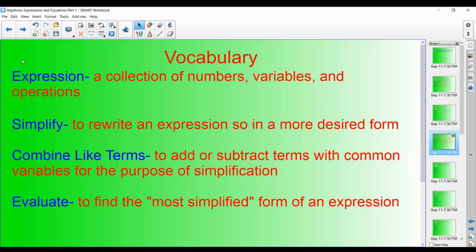Combine like terms means if we have like terms, which we'll see what they are, can we put them together to get less terms in our final answer to make it simpler? And evaluate means, do we have values for the variables so that we can find a numeric answer? And sometimes we do, and sometimes we don't.